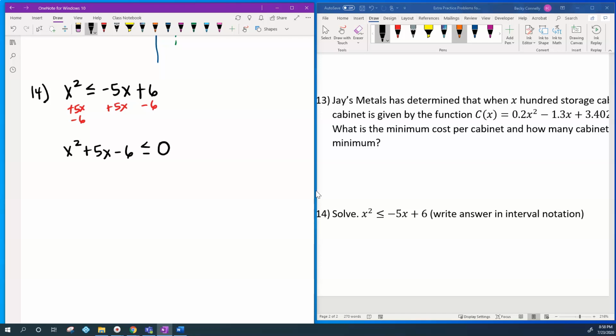So really what this is saying, when I'm trying to find where it is less than or equal to 0, well, I really want to know, where is the graph below the x-axis?